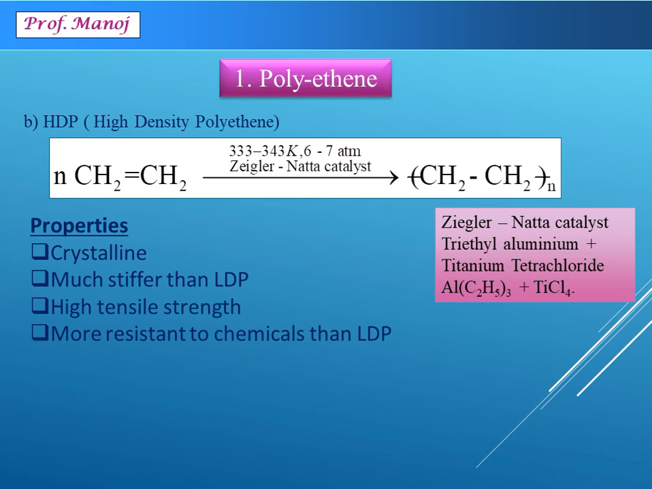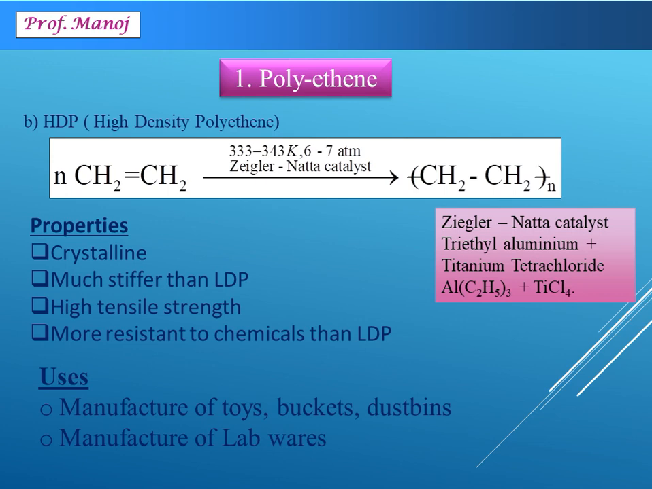High density polythene is crystalline and much stiffer than low density polythene. It has comparatively higher tensile strength and it is more resistant to chemicals than low density polythene. It is used in the manufacture of toys, buckets, dustbins and even laboratory ware which is of plastic.